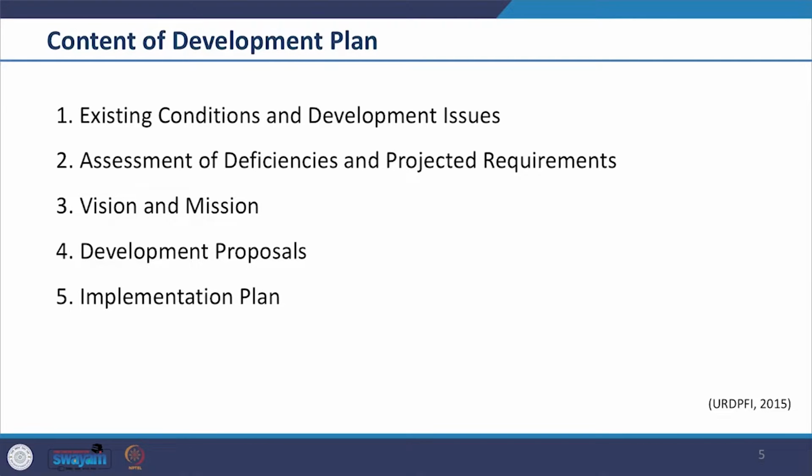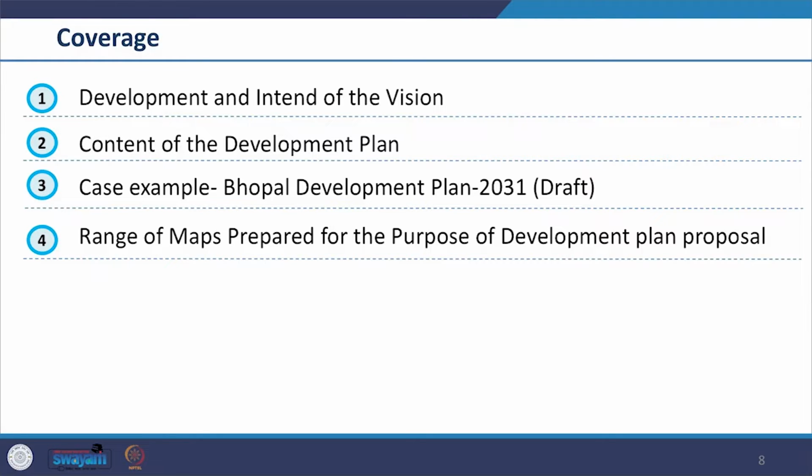through the case example. In the draft Bhopal development plan, we saw a range of aspects were reviewed and maps were created to portray the existing conditions and the development issues, and simultaneously the assessment of deficiencies and projected requirements were estimated. We shall be reviewing the estimation methods later in the course. And today we are going to see how vision and mission is indicated in the document and what is covered in the development proposal and how is it provided in the document.